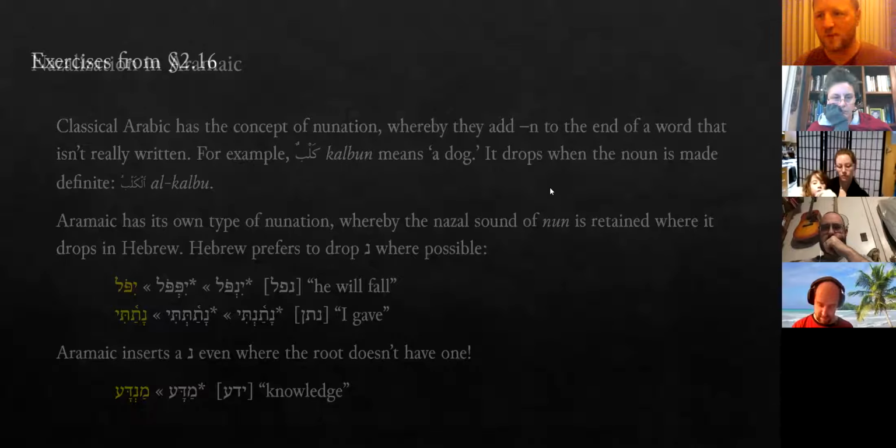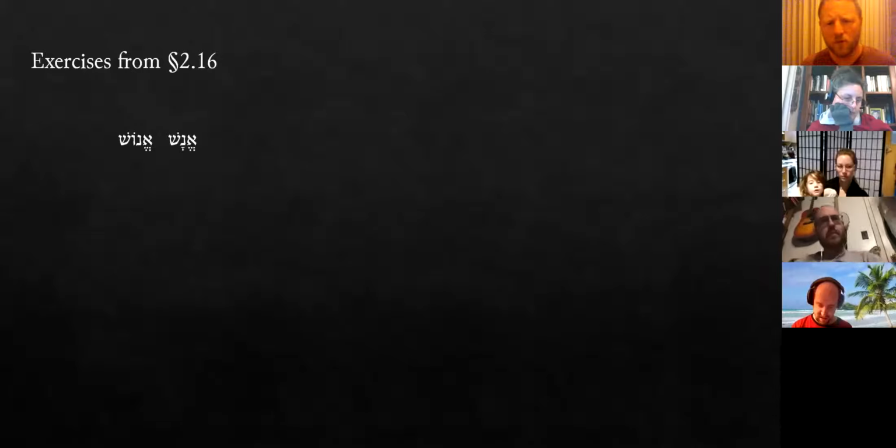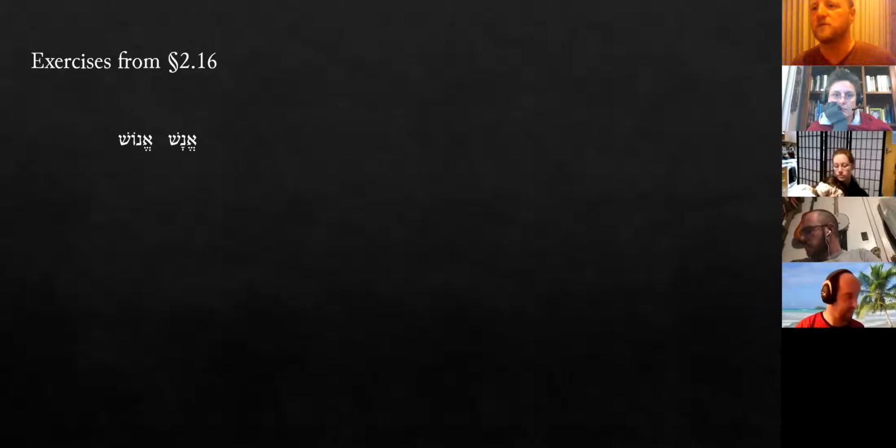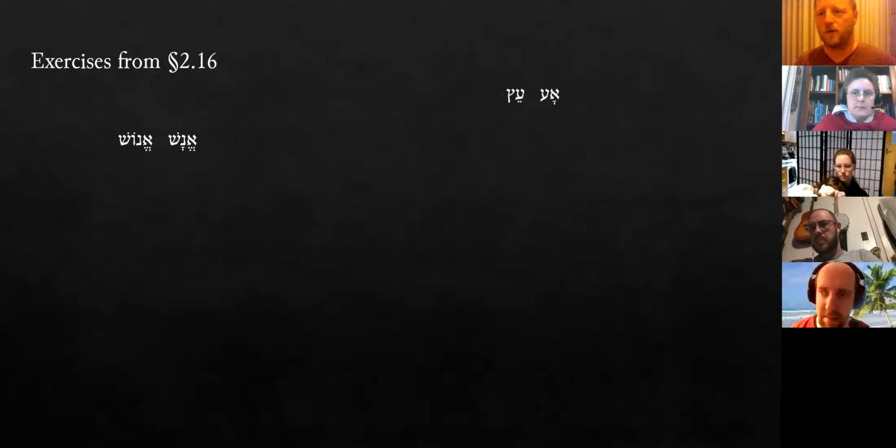Okay. Exercises from chapter 2. This is 2.16, where I just basically copied the words from Aramaic and Hebrew that we've already gone over. The point in the exercises at the end of the chapter is to explain why they are different from one another. So Jonathan, why is Enosh and Enosh different? What's the change? It's a Canaanite shift again. Yeah. Doug, what is and Eitz?